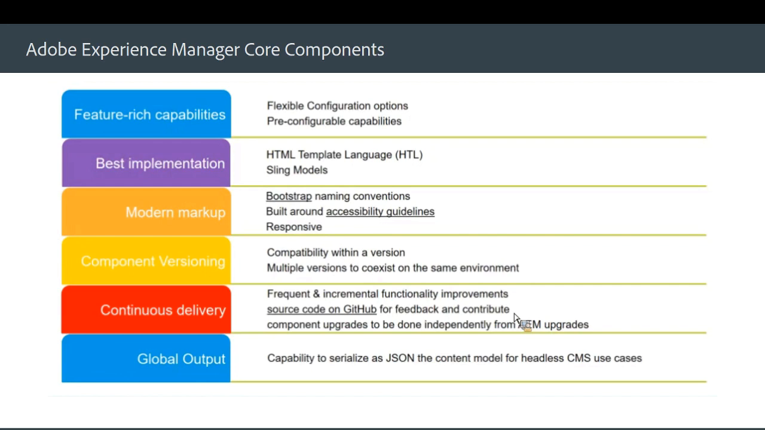Continuous delivery: frequent and incremental functionality improvements. They're open source on GitHub for feedback, and you can contribute towards them. Component upgrades can be done independently from AEM upgrades. And finally, global output: the capability to serialize JSON, the content model for headless CMS use cases.